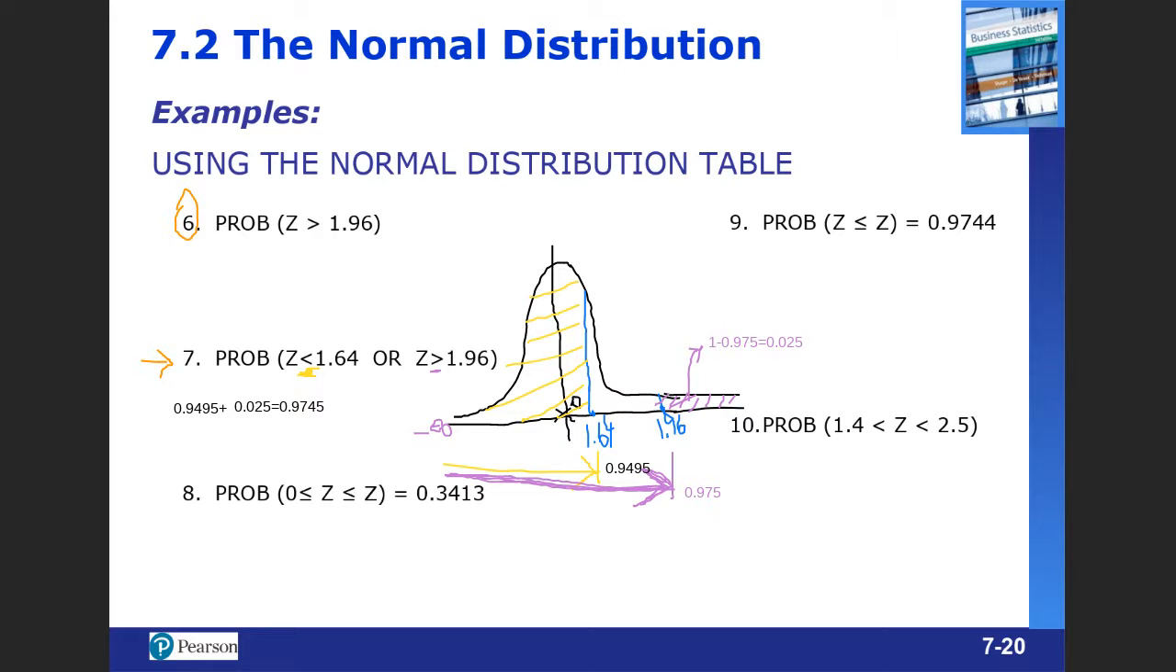Okay, so I really need you to visually remember this so that I can go back into the tables and show you where I got these numbers from. So I just want to show you in the table where I got 0.9495 and where I got 0.975 from. Okay, so I'm going to go to the tables now.